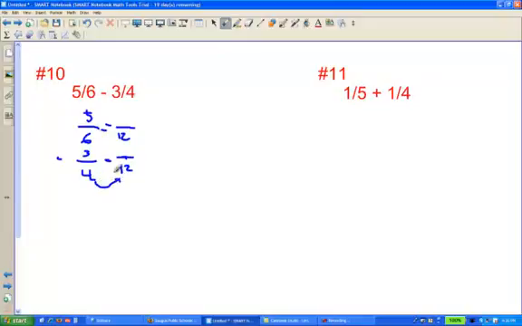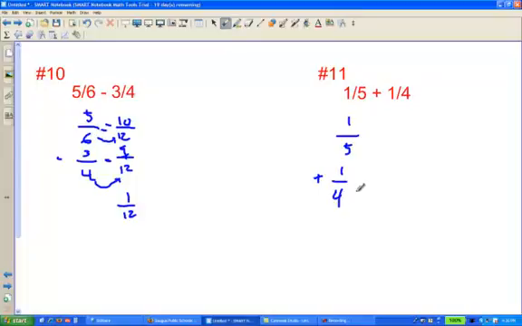So to get from 4 to 12, I multiplied by 3, so I'm going to multiply this by 3. So I get 9/12. And here I multiplied by 2, so I'm going to multiply 5 by 2, and I get 10/12. And remember, we're subtracting. 10 minus 9 is 1, and my denominator would stay at 12. So I get 1/12.